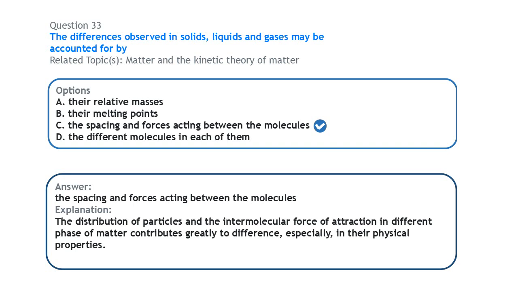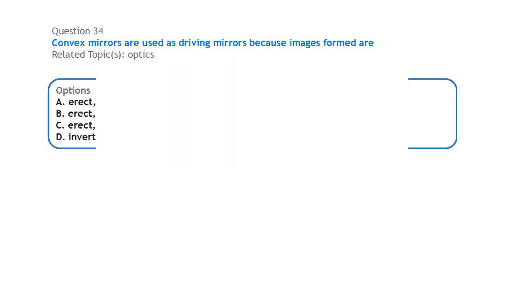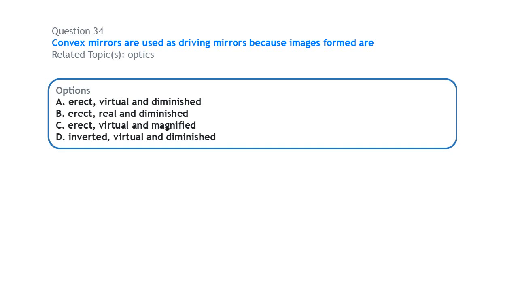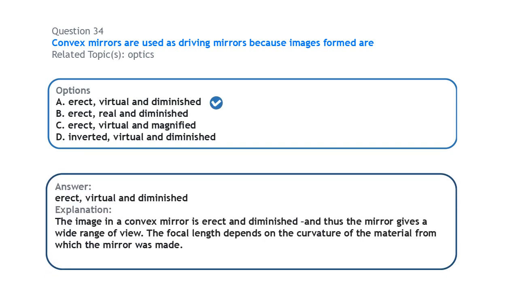Next on optics, convex mirrors are used as driving mirrors because images formed are. So the convex or diverging mirror, they are used as driving mirrors because the images that they form are erect. They are erect, they are virtual, and they are diminished. Now the fact that they are diminished allows the mirror to cover a wide range of view, meaning that you can see a whole lot of things in that mirror.